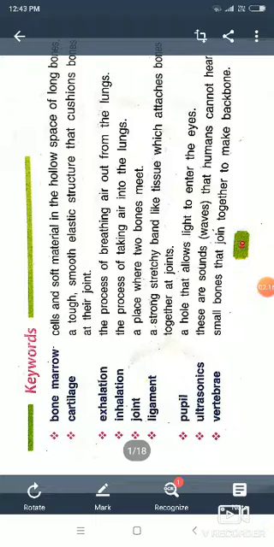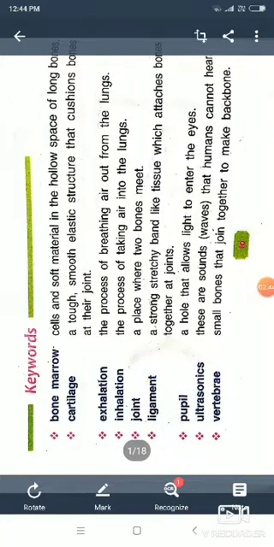Okay, now the third word is the exhalation. So what will you write? The definition of the exhalation: the process of breathing air out from the lungs is called exhalation. And now see the spelling of exhalation, E-X-H-A-L-A-T-I-O-N. I hope this is clear to you.